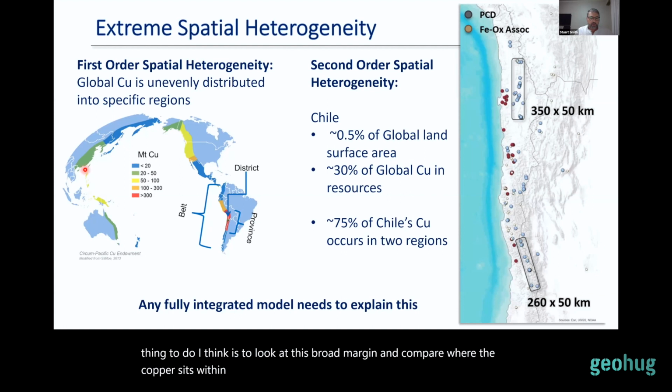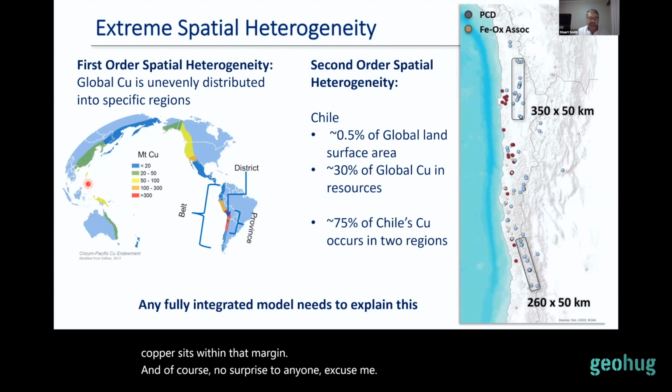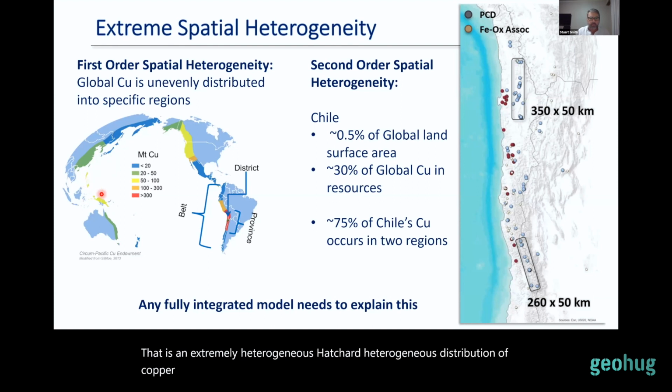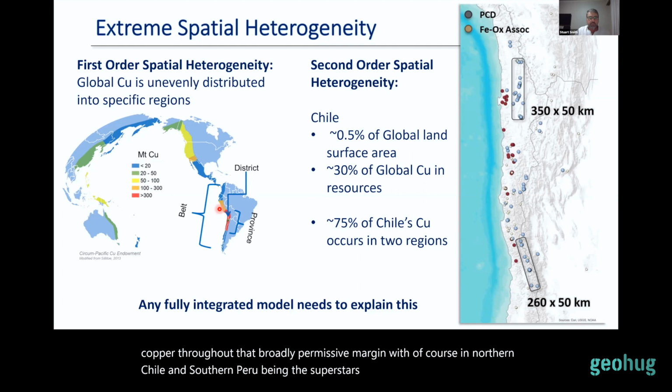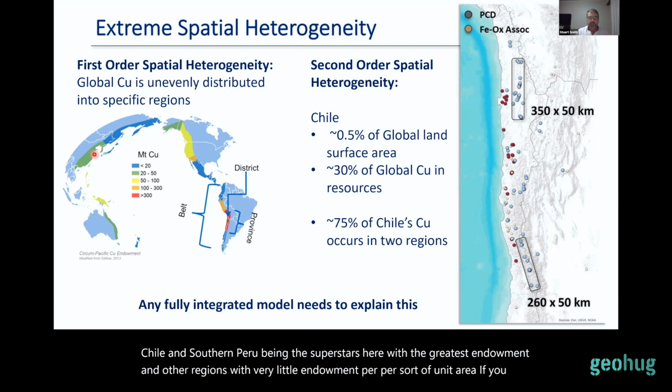And of course, no surprise to anyone, that there's an extremely heterogeneous distribution of copper throughout that broadly permissive margin, with, of course, northern Chile and southern Peru being the superstars here, with the greatest endowment, and other regions with very little endowment per unit area, if you like. So that's a first order spatial heterogeneity.